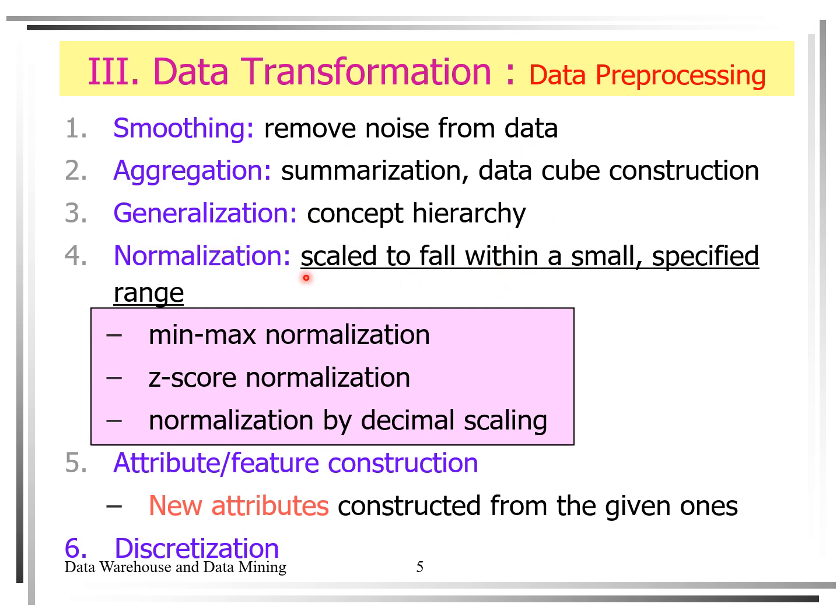We also have normalization, which means that we will scale data so that we will have it in a specific range. We have minimum-maximum normalization, we have z-score normalization, and we have normalization by decimal scaling. And we also have attribute or feature construction, which means that we will have new attributes constructed from ones that we already have, and then we'll talk about discretization.